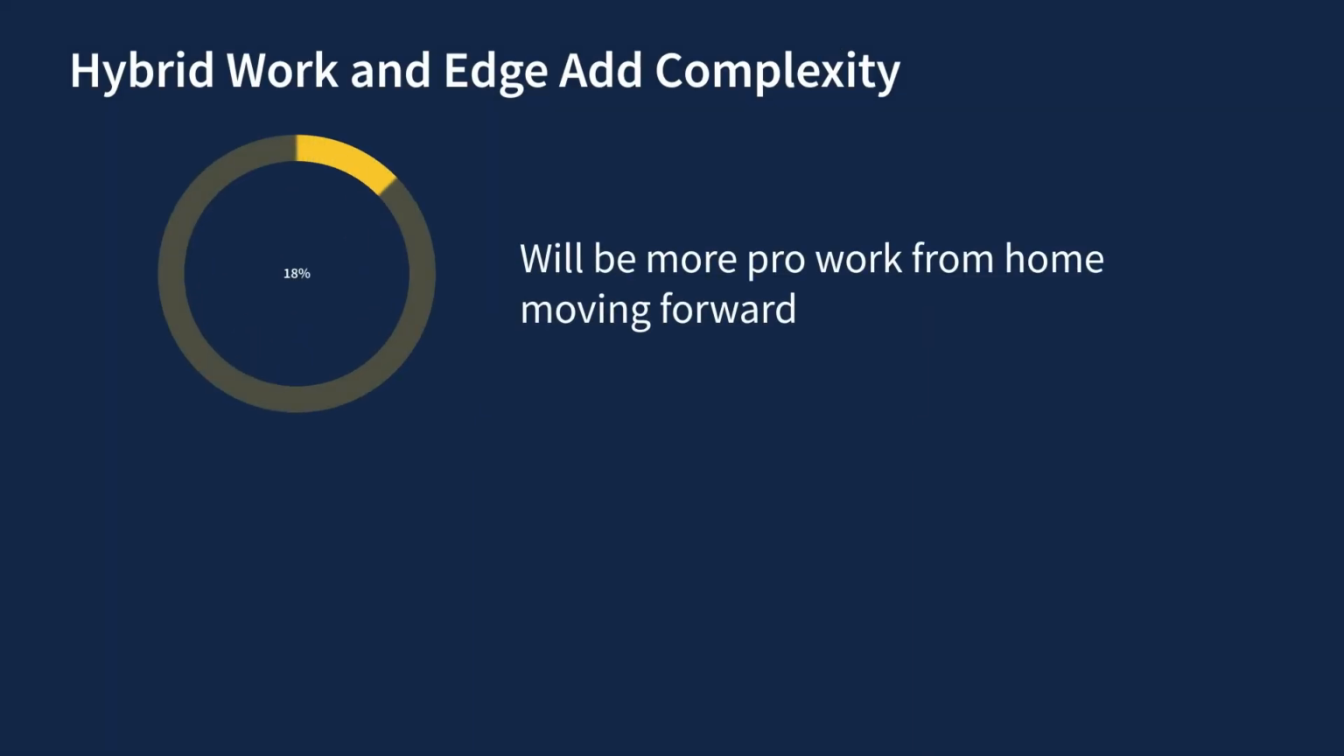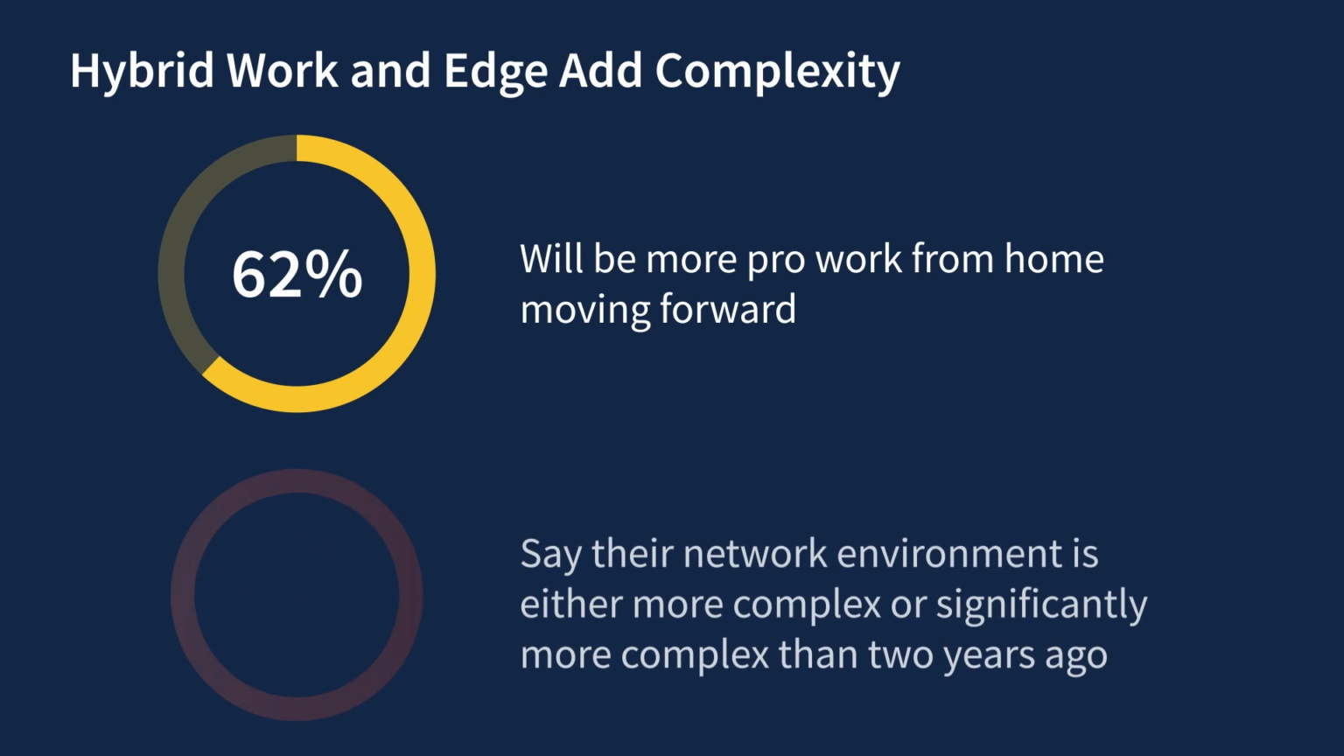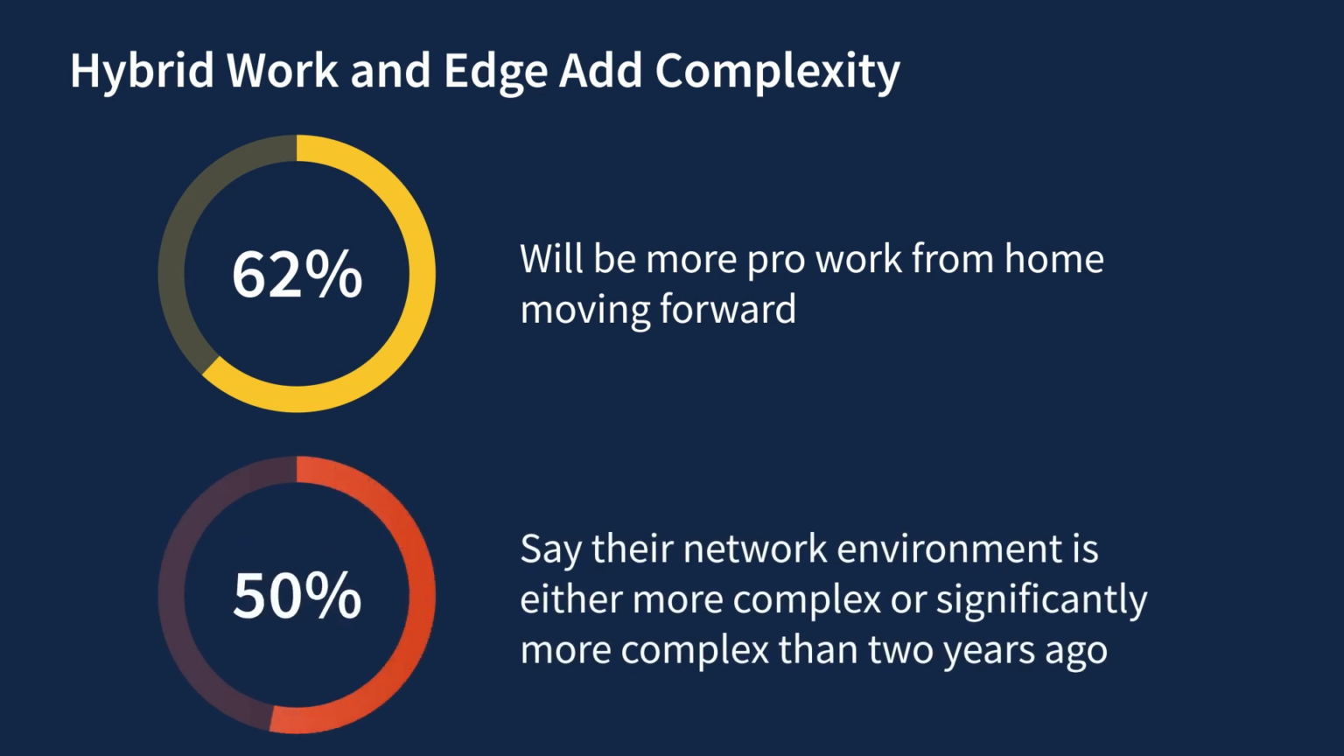If that doesn't create enough network complexity, network operations teams also have to deal with hybrid work initiatives. Almost 2/3 of organizations report that hybrid work is something that's here to stay. So it shouldn't come as a surprise that in this highly distributed environment, over half the organizations in our research have stated that their network environment is either more complex or significantly more complex than it was just 2 years ago.